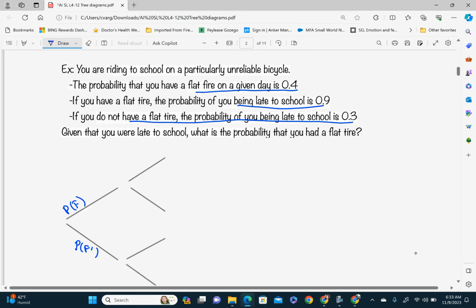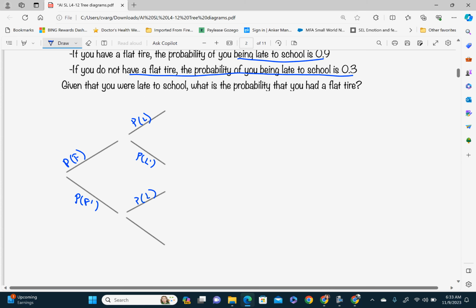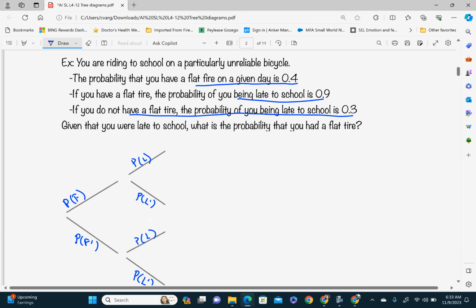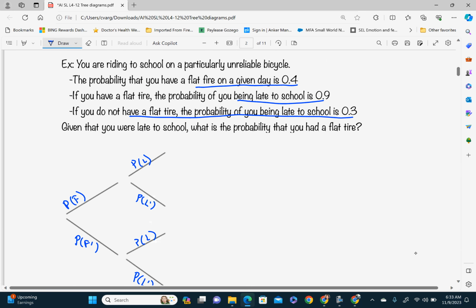The second factor we have is whether you're late to school or not. So this is the probability of late, this is the probability of not late, this is the probability of late, and this is the probability of not late. Now we're putting some numbers in. The probability of flat here is 0.4. That means this one, because it has to add up to 1, is going to be 0.6, because 1 minus 0.4 is 0.6.